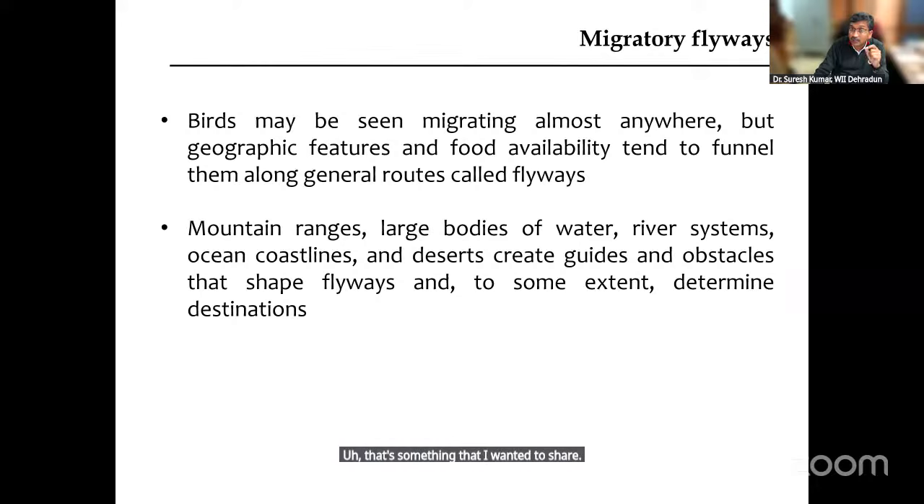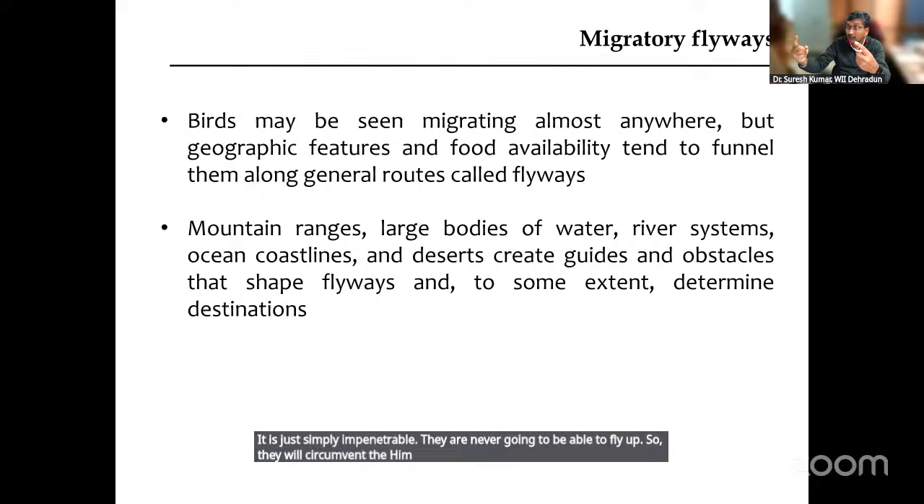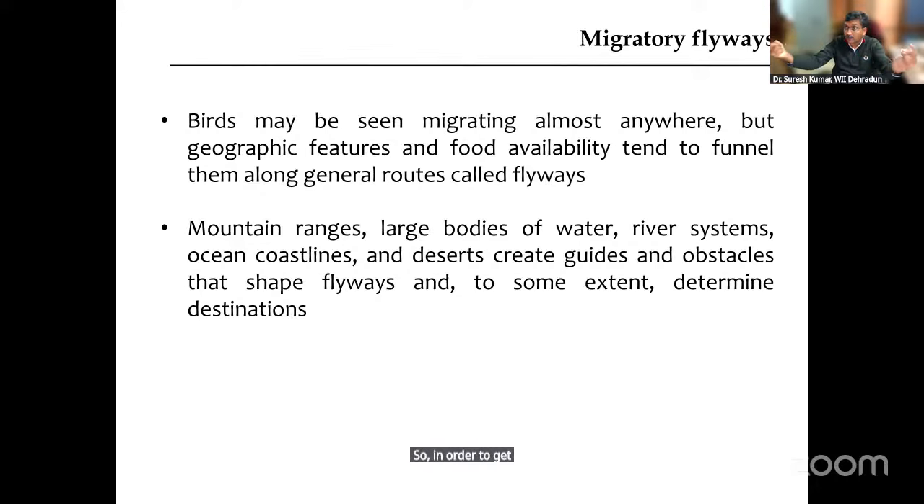More importantly, mountain ranges, even within these flyways, large water bodies, river systems, coastlines, and deserts create guides. Okay, so it's a landmark feature to tell them that you need to move away from this, but they also are obstacles. So for many birds, the Himalayas is like a wall. It is just simply impenetrable. They are never going to be able to fly up. So they will circumvent the Himalayas.